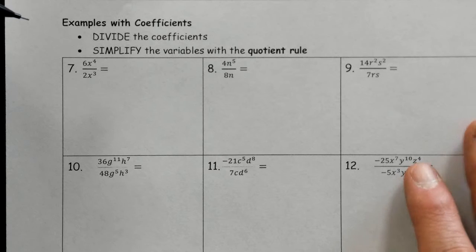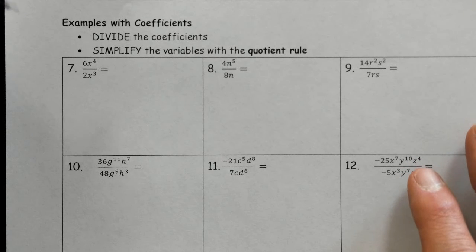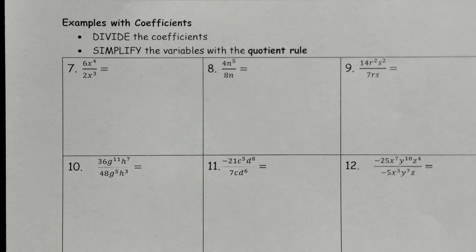Let's see. The next set of examples now deals with coefficients. So we're going to have numbers in front of our letters this time. Kind of like what we had in the last section when we were multiplying.